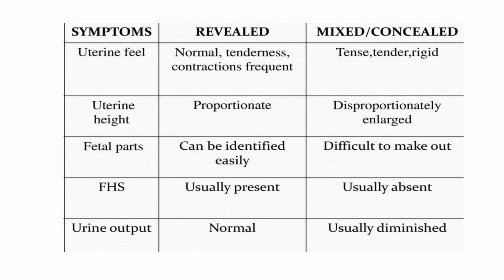So in those cases you may not find a tender abdomen, or you may appreciate the contractions. While in concealed, there is a tense, tender, and rigid abdomen. Uterine height in revealed is proportionate because the blood has come out of the cavity, while here it is disproportionately enlarged. You can appreciate the fetal parts in the revealed, and it's difficult to make out in the concealed. FHS is usually present, and basically FHS depends on the severity of hemorrhage, so it may or may not be present in both the cases.